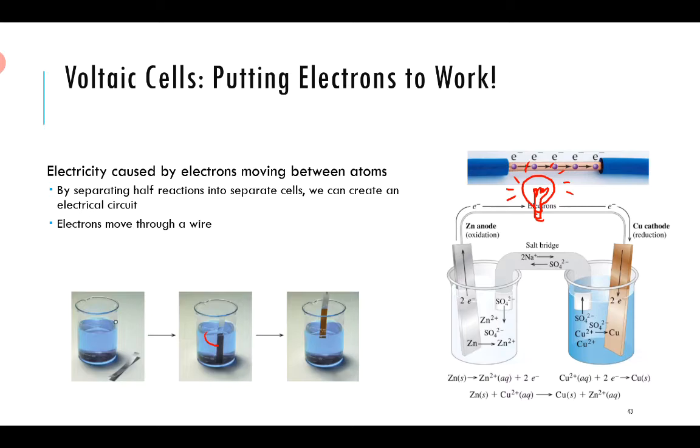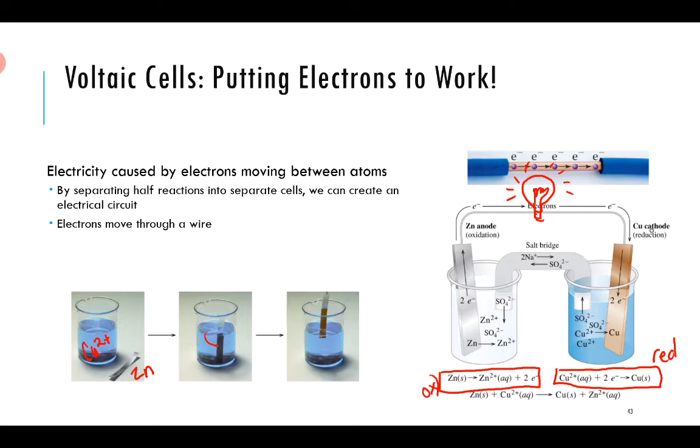So this was our zinc and our copper solution that you might remember from a previous video. We can split this into two different half reactions and put them in separate beakers. That's our oxidation half reaction and our reduction half reaction. And now instead of allowing them to occur in the same beaker, we're going to separate them.